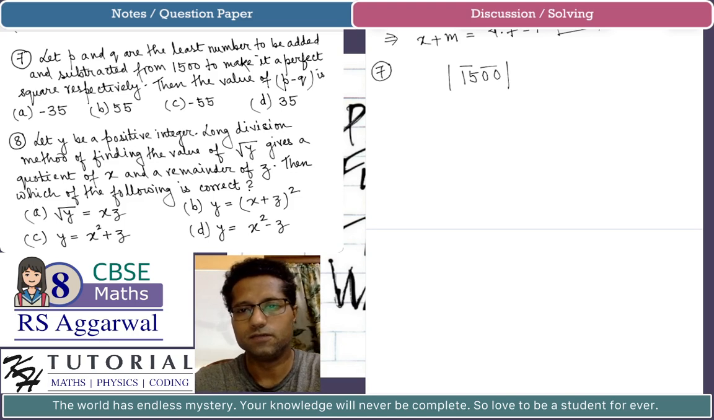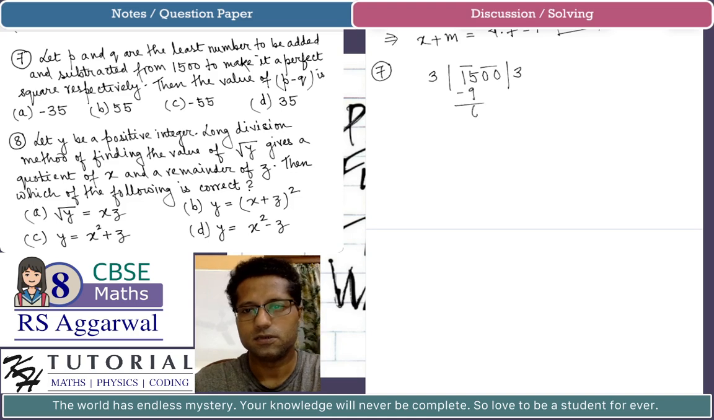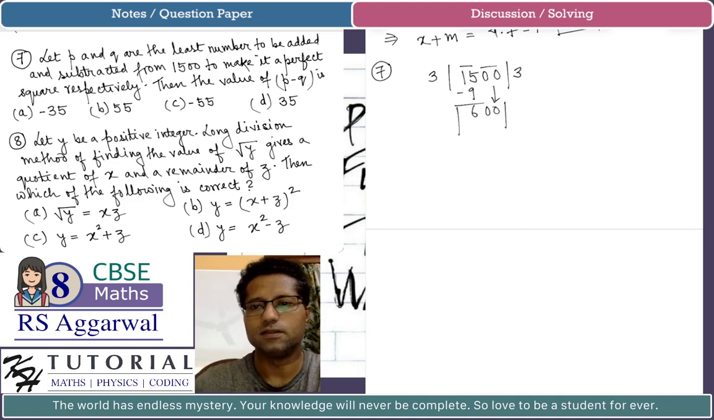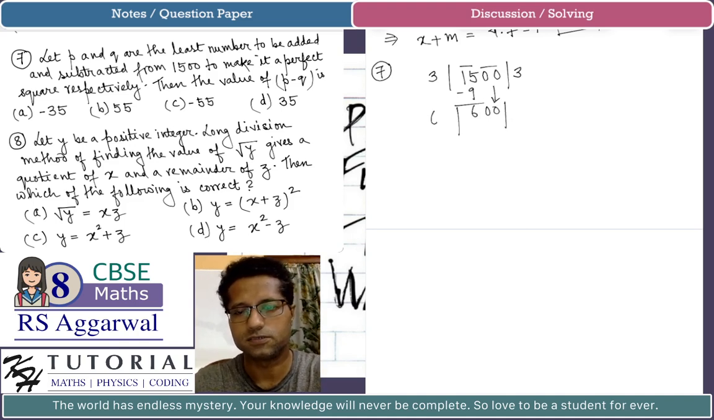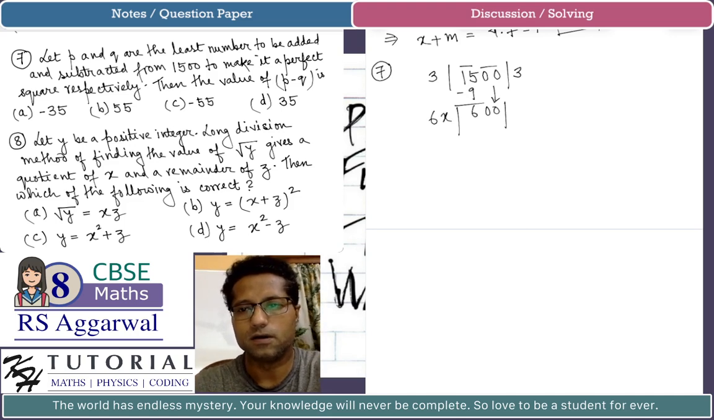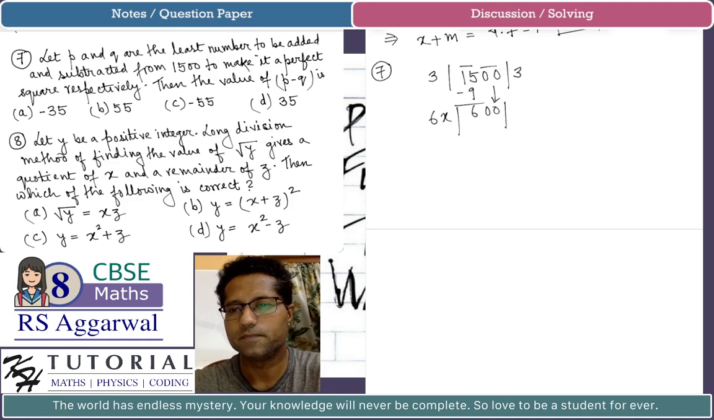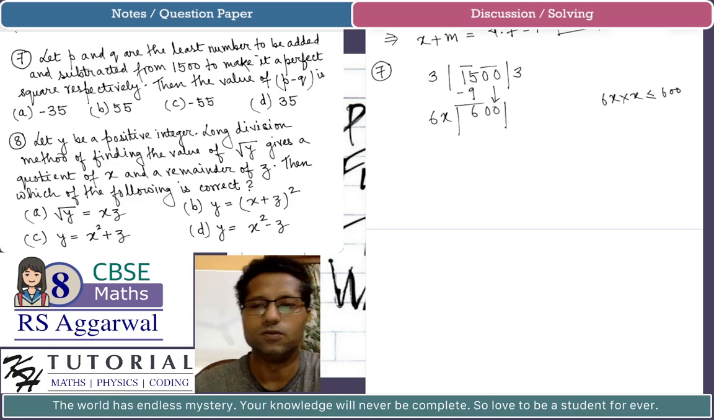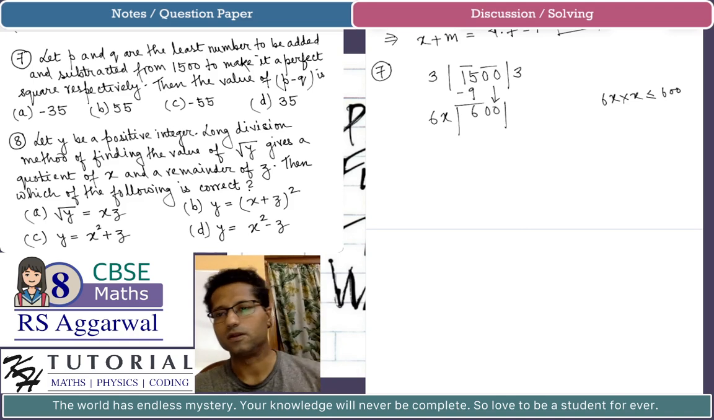So obviously the divisor will be 3. 3 into 3 is 9. The remainder is 6. We bring down the next period, 00. The dividend becomes 600 and the next partial divisor will be 6, the current quotient 3 multiplied by 2. Now we have to find the digit x after 6 such that the two-digit number 6x multiplied by x should be less than or equal to 600 and x should be the maximum value.